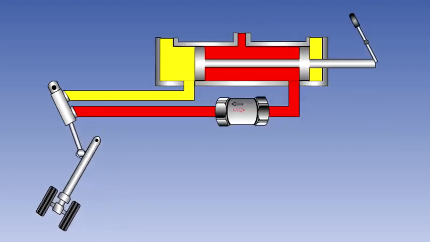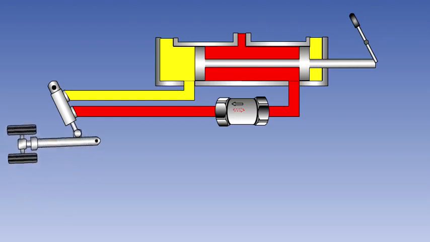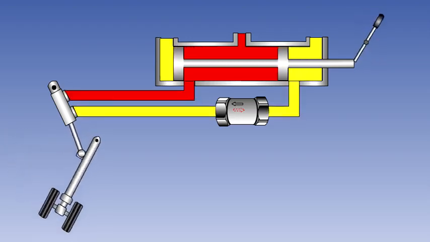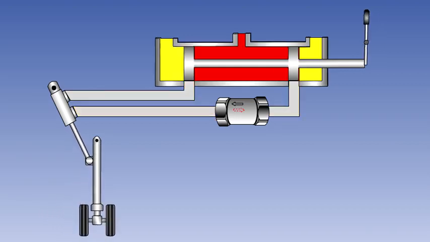The purpose of a selector valve is to direct fluid to the appropriate side of an actuator, and to provide a return path for fluid displaced from the opposite side of that actuator. Here, we show a simple slide-operated selector being used to operate the landing gear.